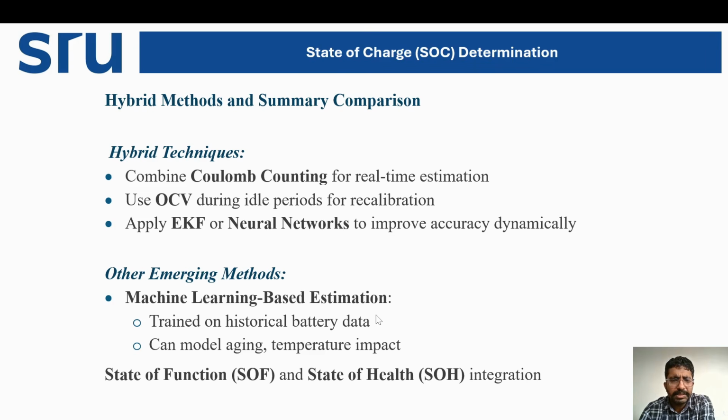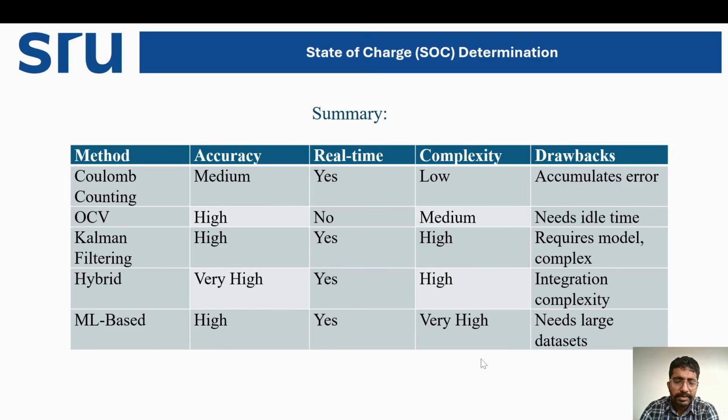Machine learning based estimation, trained on historical battery data, can also be evaluated, and can model aging and temperature impact. So different unaccounted parameters like temperature impact and aging can also be accounted for. Then state of function and state of health integration can also be measured. Okay, so this was all about the state of charge estimation.